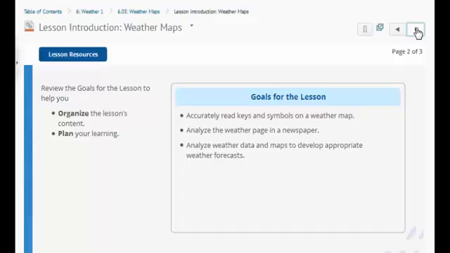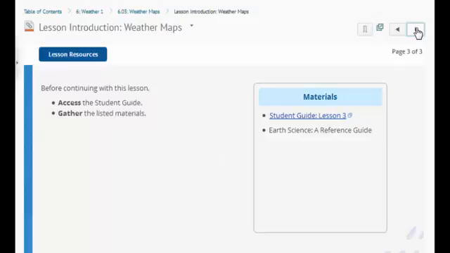Please take a moment to pause this recording and read the goals and objectives. The student guide can be found on the third page of the lesson introduction. It's a great place to take notes. You can print it out or just type in it.